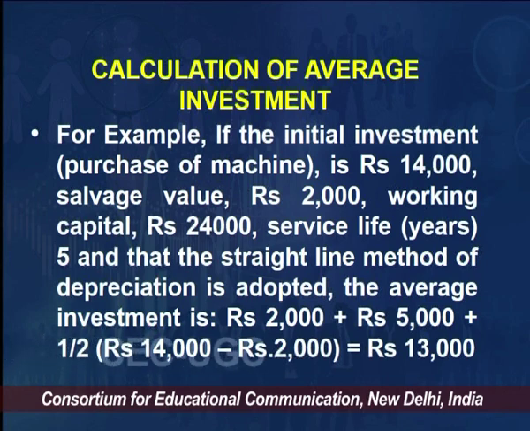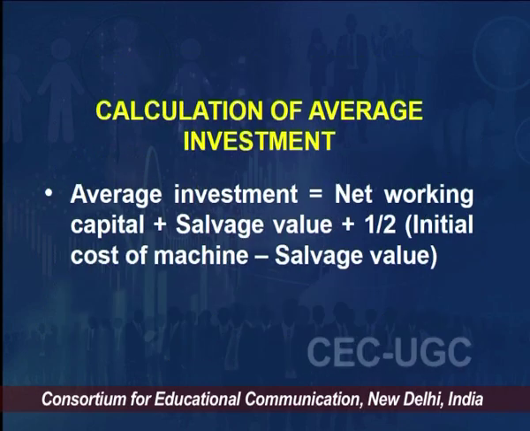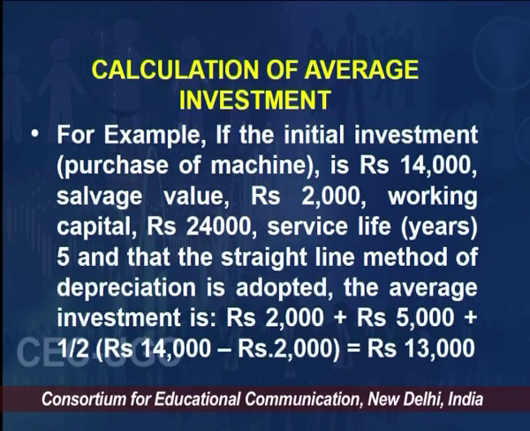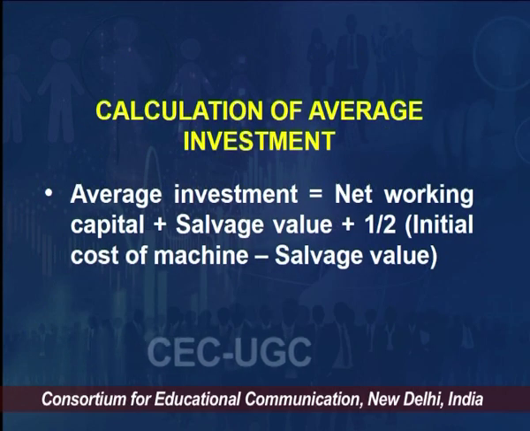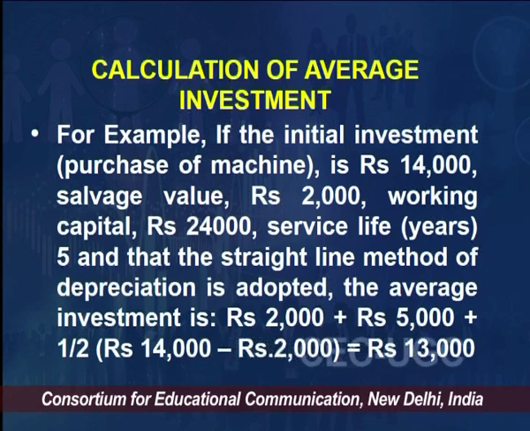We add up the working capital requirement, right. We add up this net working capital plus salvage value, and we divide it by 2 of the difference of initial investment and the difference of salvage. So, the difference of initial investment, 14,000 minus 2 is 6,000, plus the working capital 24,000. So, 6 plus 24 is 30,000, and we will add the salvage value, and the salvage is 2,000. So, the answer should be 32,000 as per this formula, right. So, this is how we calculate the average investment.